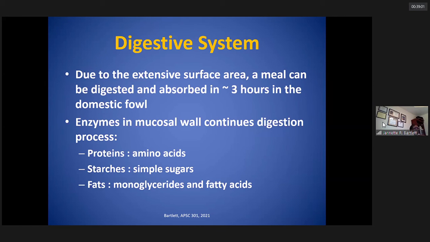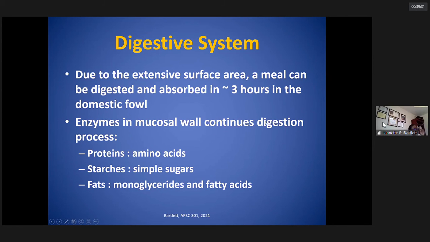A meal can be digested and absorbed in approximately 3 hours in the domestic fowl. So from the moment the food is taken in until it is completely digested and absorbed, it's approximately 3 hours. I think it's the same for humans, 3 or 4 hours, I don't remember. So that's what it is for chicken.